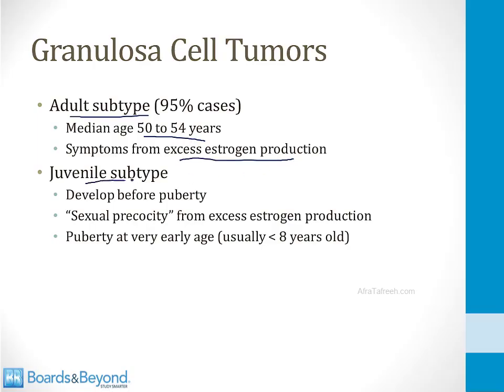There is a juvenile subtype that occurs before puberty, and this will cause sexual precocity from excess estrogen production. Basically, it will cause the female to undergo puberty at a very early age, sometimes under 8 years of age. So although these are rare in juveniles, what they want you to know for your boards is that if you see a young girl who goes into puberty at 8 years old, you have to understand that there must be some source of estrogen that is abnormal, and one of the potential sources is a granulosa cell tumor.